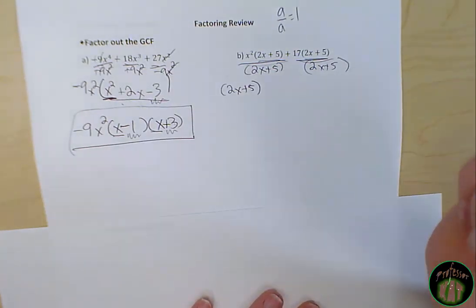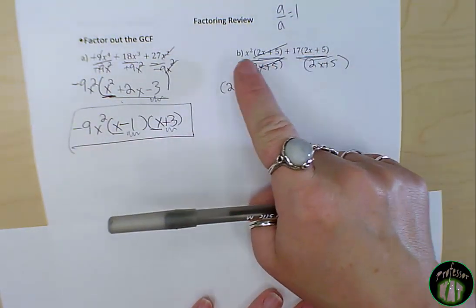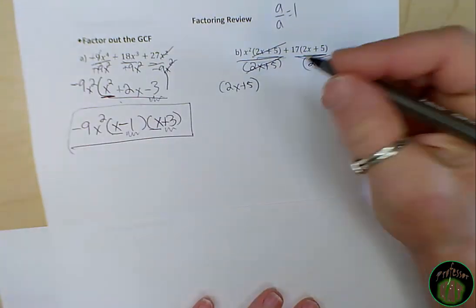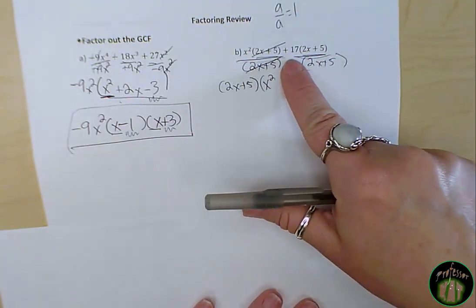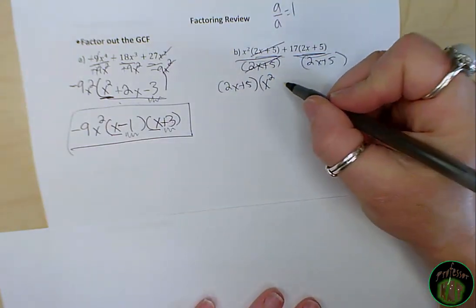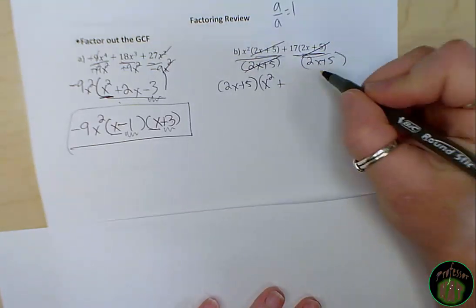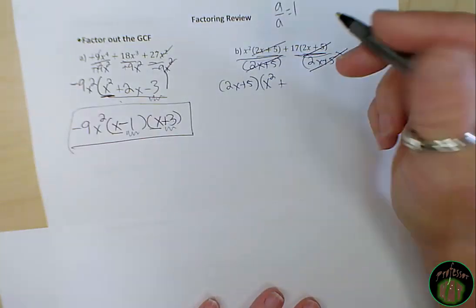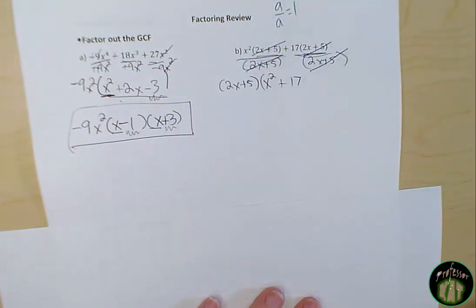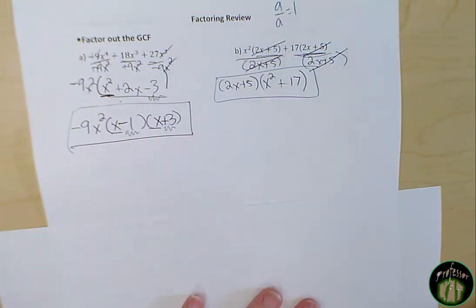X divided by x is a 1. 2x plus 5 over 2x plus 5 is a 1. And x squared times 1 is just x squared. That's what we have left over. Drop down this plus sign in between and do the next division. Same thing's going to happen here. 2x plus 5 over 2x plus 5 cancels to a 1. And 17 times 1 is just a 17. So drop that down, wrap that in parentheses, and we are done with our factoring there.